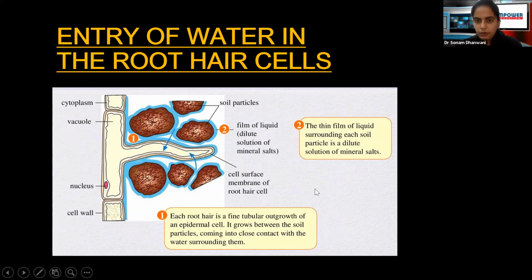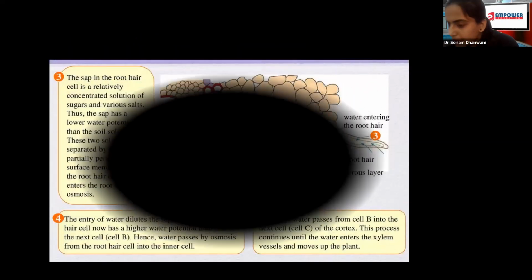Going ahead, now second labeling. Okay, we are coming to the liquid now. The thin film of liquid surrounding each soil particle is a dilute solution of mineral salts. ठीक है? That liquid which is there is not only water. It has all nutrients, all solutes, all kind of mineral salts, everything. ठीक है? Okay, so these are 2 things. सबसे पहले there is a liquid and then we have studied about the root hair. Okay, अभी देखते हैं आगे.